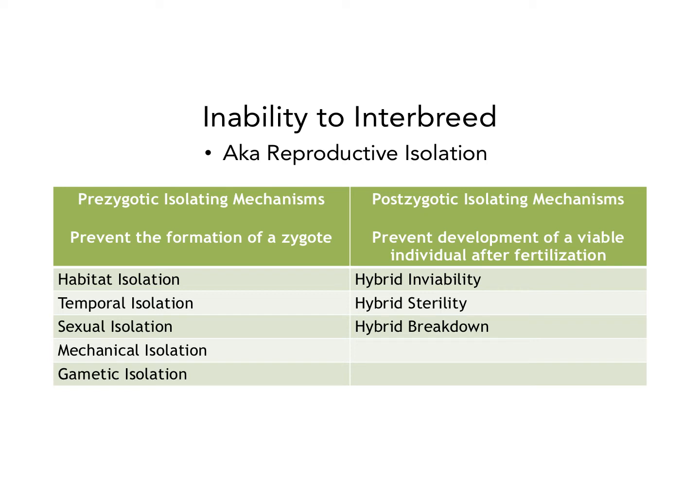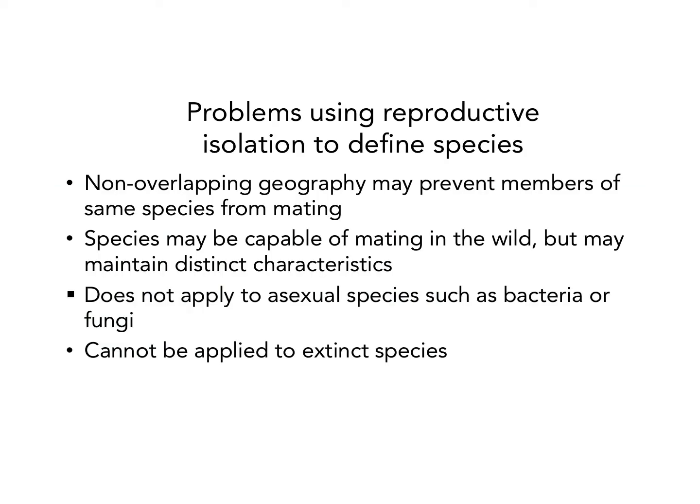Now, Ernst Mayr was another major proponent of some of the ideas of Dobzhansky, but he also utilized these ideas to develop the biological species concept, and that's the big one that we typically think of. That is grounded in this idea that if the animals can't interbreed, then they're different species. Now, there are some problems with using reproductive isolation to define species.